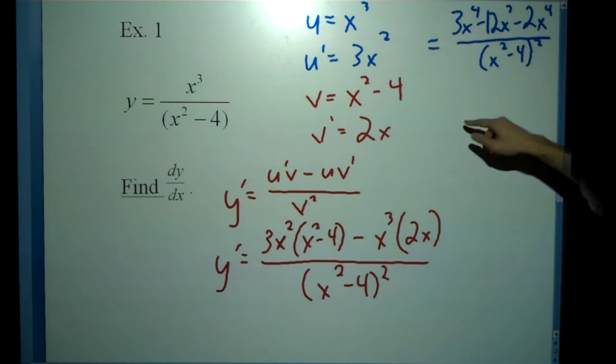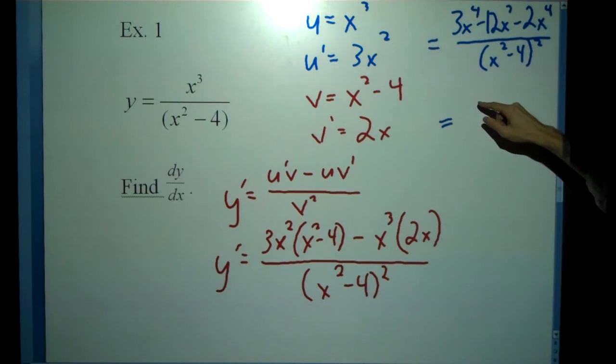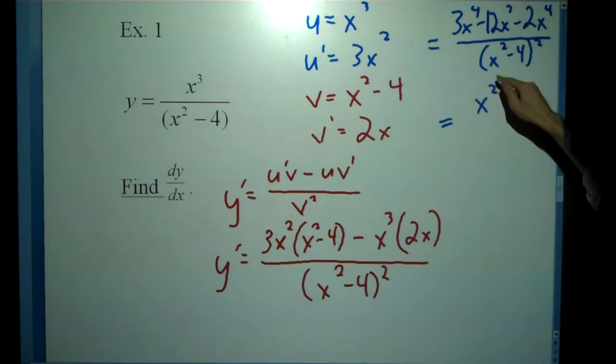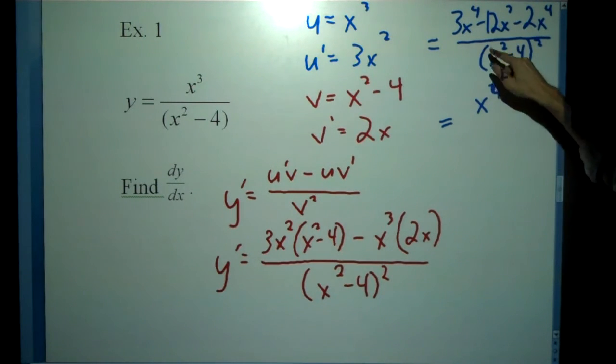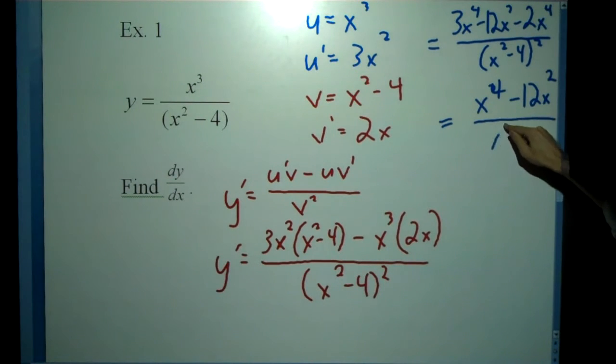There's some like terms here, so I could rewrite 3x to the 4th minus 2x to the 4th as just x to the 4th. We had 3 of those x to the 4th. We took away 2 of them. And then minus 12x squared all over x squared minus 4 quantity squared.